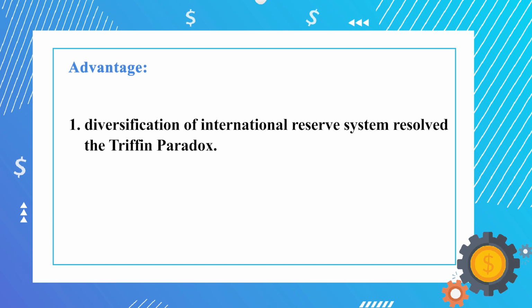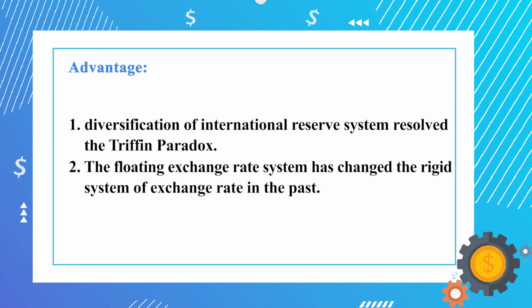The advantage of the Jamaica system is obvious. The first, diversification of the international reserve system resolved the Triffin paradox. Dollar, euro, SDR, as well as gold are all reserve assets. The second, the floating exchange rate system has changed the rigid system of exchange rate in the past. Each country can arrange its own exchange rate system according to its own situation.